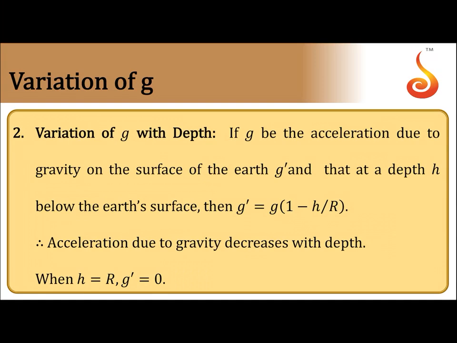Now the variation of g with respect to depth: if you go inside the earth, let's say h is the depth. At depth h, g' is equal to g times (1 - h/r). So if h is equal to r, then g' will be equal to 0. This is what we had seen in the previous slide. So with an increase in depth also, the acceleration due to gravity decreases. With an increase in height also, it decreases. So it is maximum at the surface.